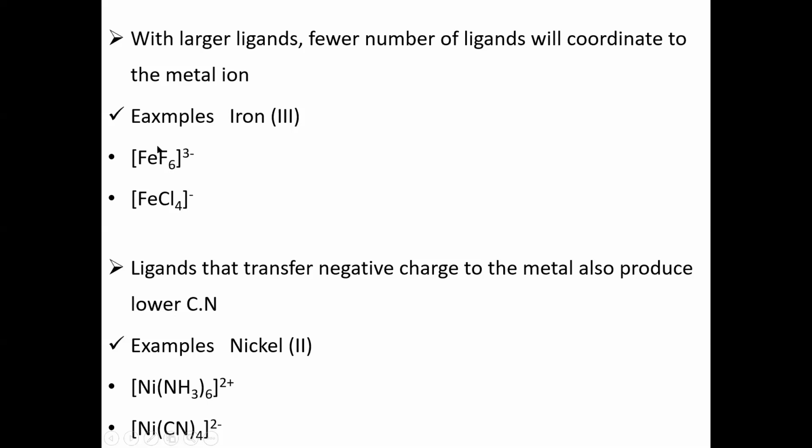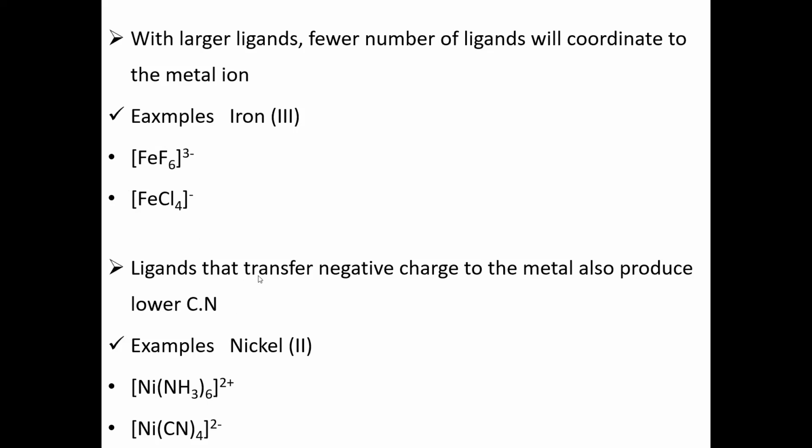Why? Because your fluoride ion is smaller. So because it's smaller, it can contain more than your chloride ion, which is larger. So with larger ligands, fewer ligands will coordinate to the metal ion. So the smaller the ligand, the more of those ligands will coordinate to the metal. The larger the ligand, the fewer the number of ligands that can coordinate to the metal. So these are some of the factors that can affect the number of ligands that can coordinate to your metal.